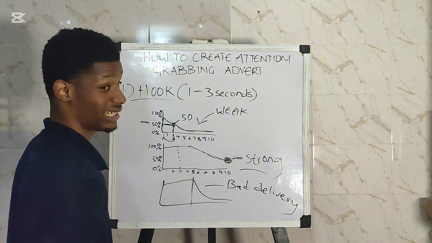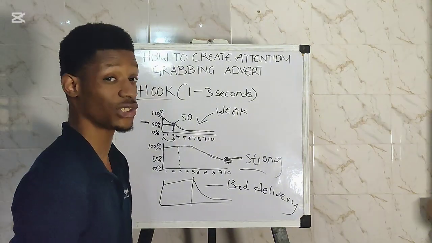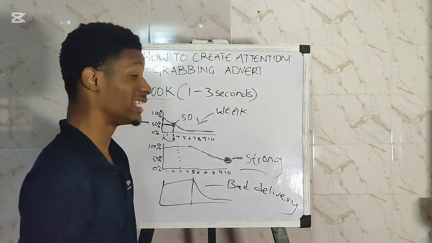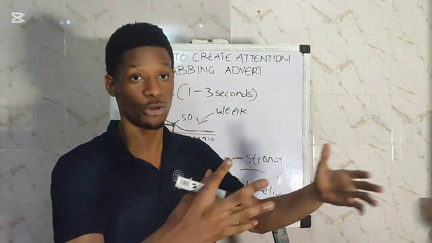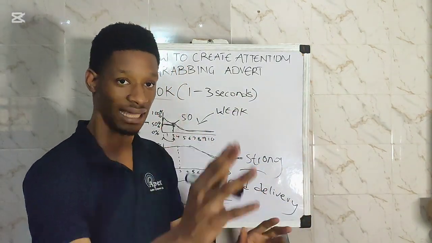What causes this is bad delivery. You can have good hooks and people still don't watch to the end of your video. That's because your delivery was very poor. You have hooked them: "Oh, I'm going to show you guys exactly how you can lose weight in 30 days if you are fat." That is a hook.